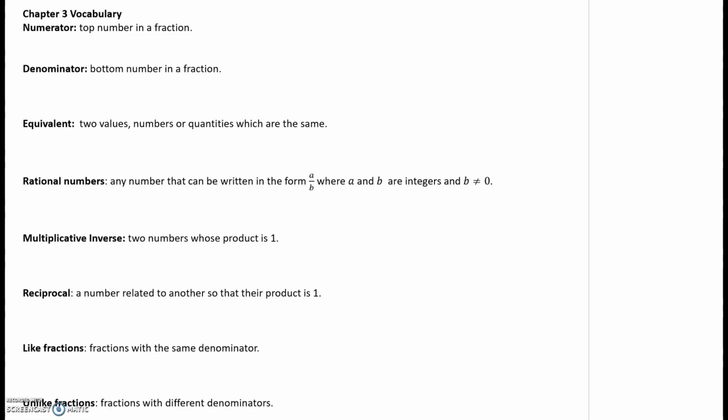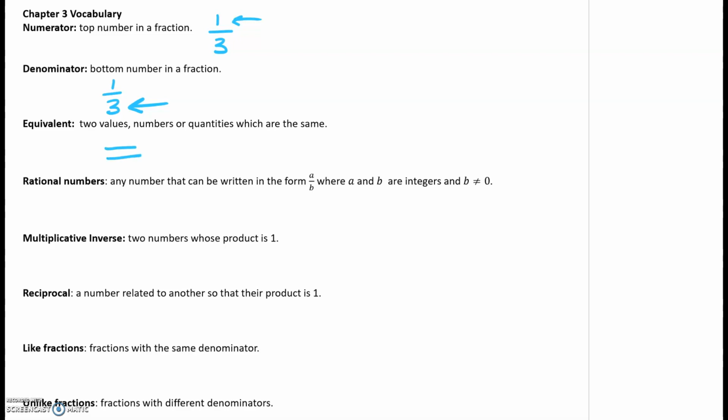So numerator is the top number of a fraction. So you can write a little symbol like 1 over 3. What we would want is this top number. Denominator is the bottom number. So if we had 1 over 3, now the denominator is the bottom number. Equivalent is two values, numbers, or quantities which are the same. So we talk about equivalent, right? It kind of sounds like equal. So equivalent means equal or the same.